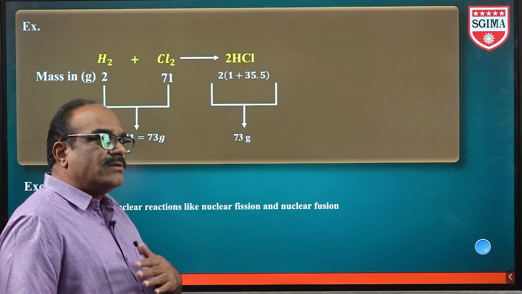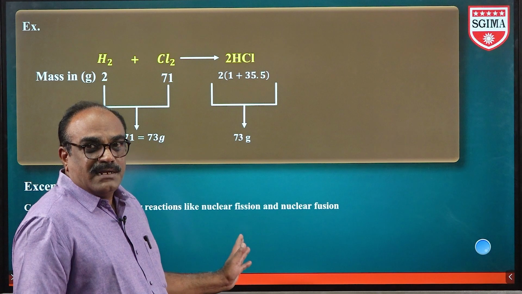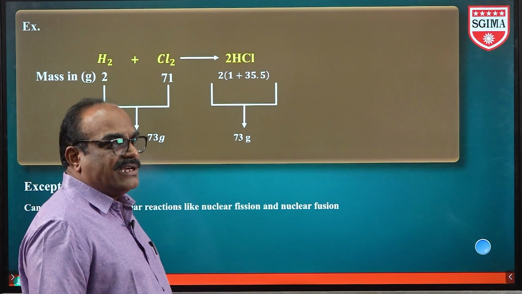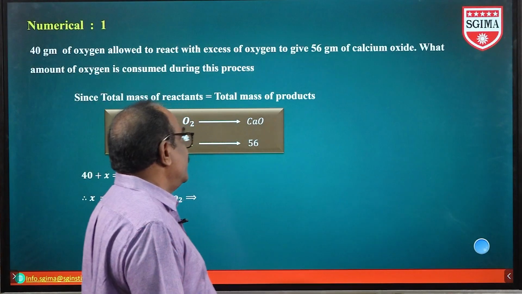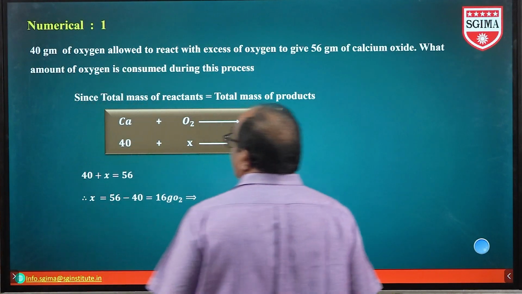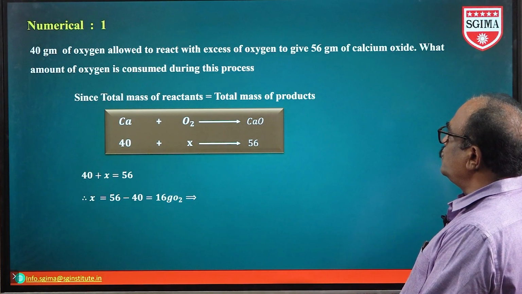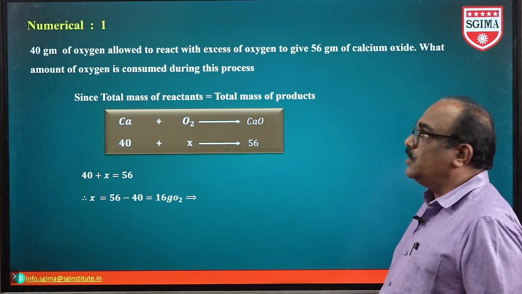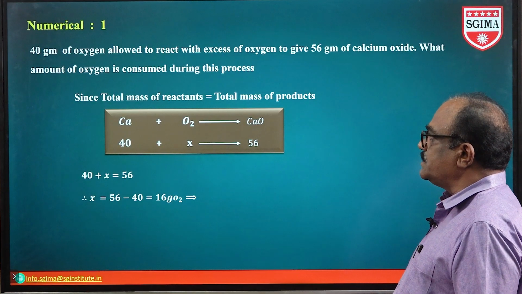In all other normal chemical reactions that we conduct in the laboratory, the reactions may be exothermic, endothermic, or involve no heat exchange. Please observe an example. 40 grams of calcium is allowed to react with excess of oxygen to give 56 grams of calcium oxide. What amount of oxygen is consumed during the process?